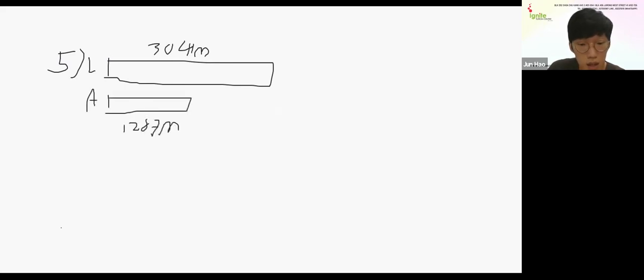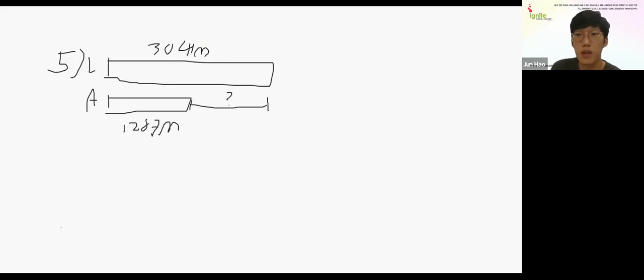Next will be question 5. Mr. Lee drove 3,041 meters to work every day. Mr. Ali drove 1,287 meters to work every day. How much further did Mr. Lee drive than Mr. Ali? We draw this in order. This is Mr. Lee, 3,041 meters every day. Then Mr. Ali only has 1,287 meters. They ask how much further Mr. Lee traveled than Mr. Ali, so they want to find this question mark.